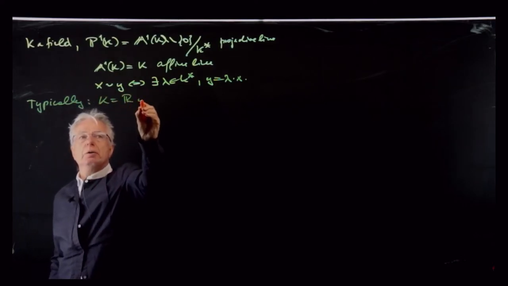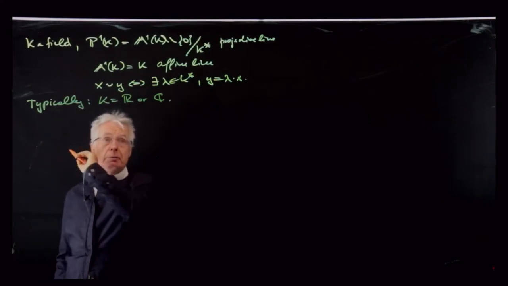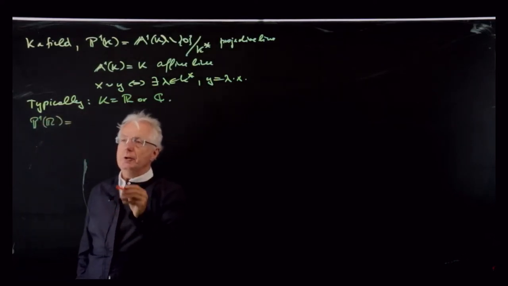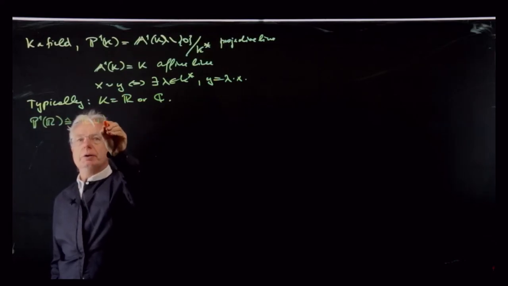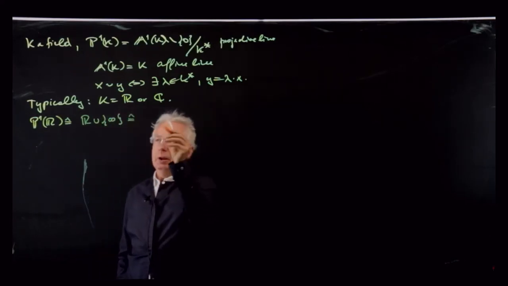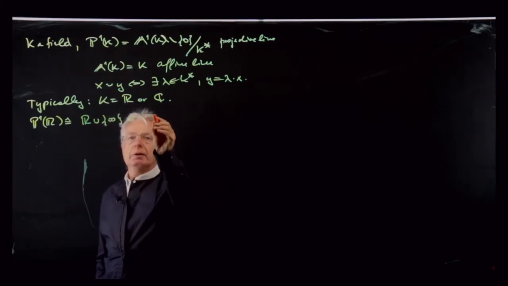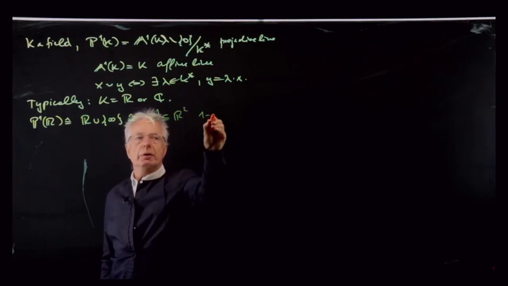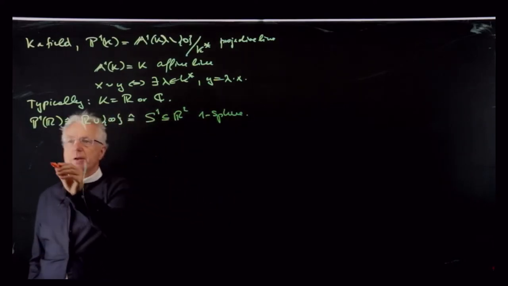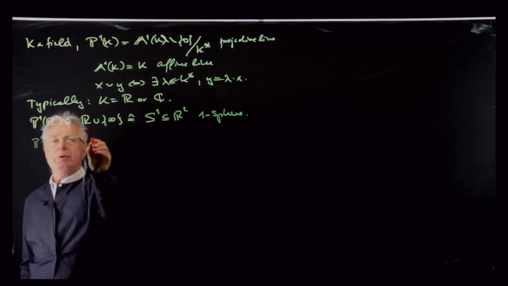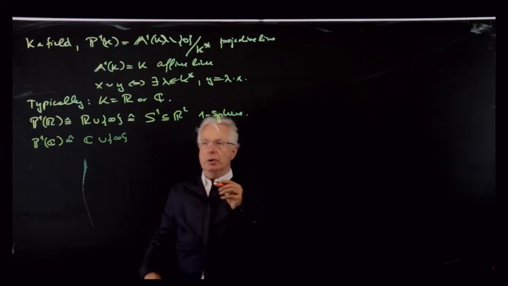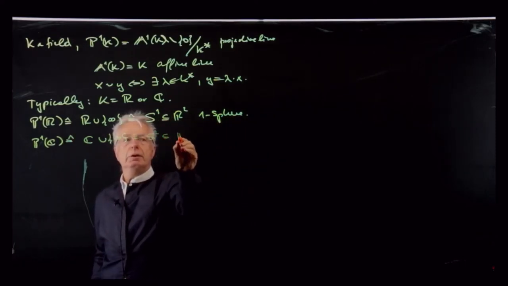Now, typically, K will be R or C, and then we can see this as a topological space. P1R can either be seen as the real line union a point at infinity, or it corresponds to a homeomorphism with S1 in R2, the one-sphere. And of course, all our pictures will be real, but we also think of the complex line C. This is what is called the one-point compactification. C is the real plane, and you add one point, and then you get S2 in R3, the two-sphere.